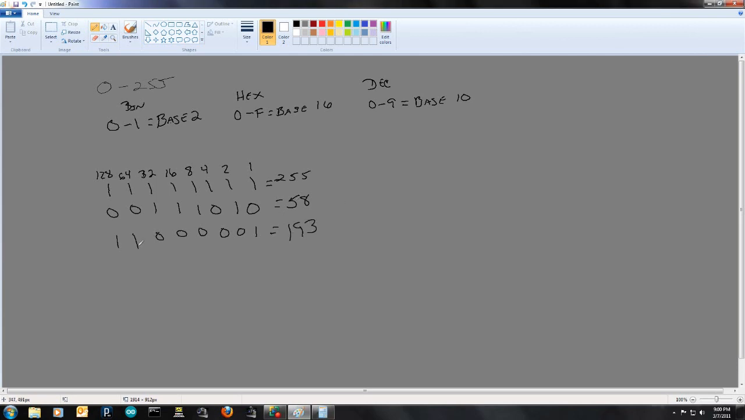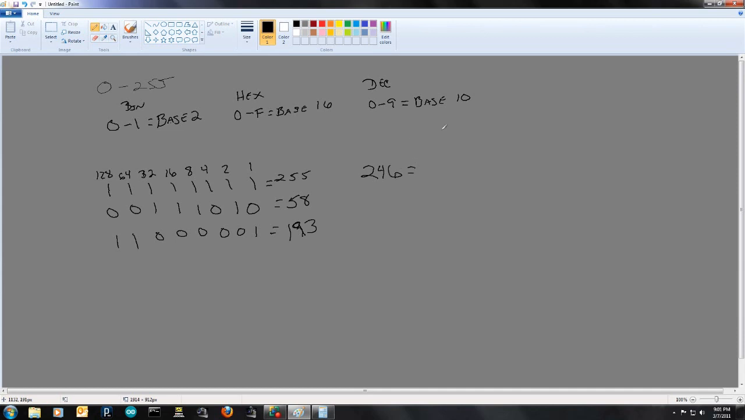Okay, so you see how easy it is to take these 8 bits and figure out what number it is. 193. Okay, now how about if we take a number and turn it into binary? Well, that's easy too. Let's take something higher. Let's take the number 246.